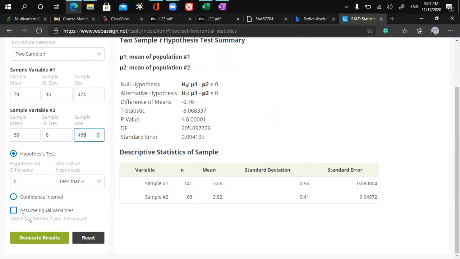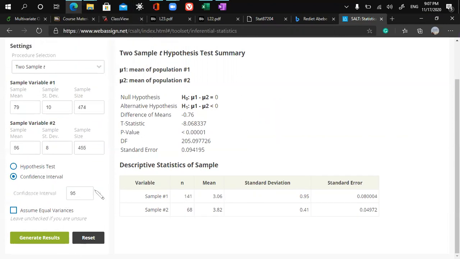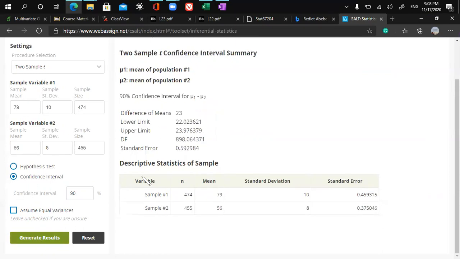Right. And here, instead of hypothesis test, I will choose confidence interval, and I will change this to a 90% confidence interval. Do we assume equal variance? Not really, because we don't have any reason to believe that the variance of teenage boys and teenage girls are the same, so we will not check this one. If you check this one, the software will automatically calculate the pooled variance. Now, when we compute the results, this is what we get.